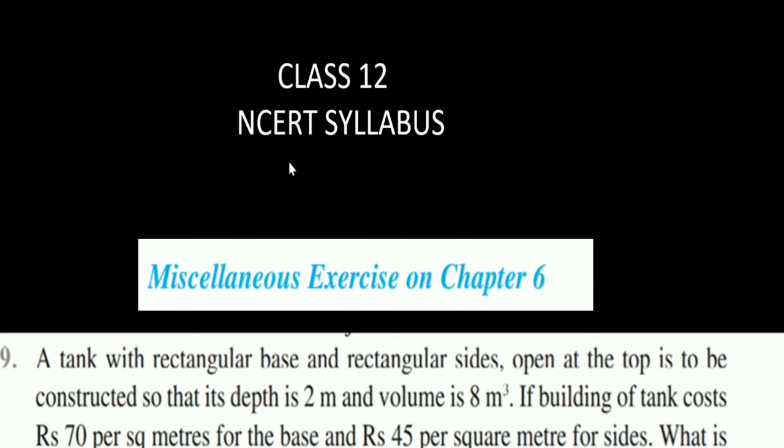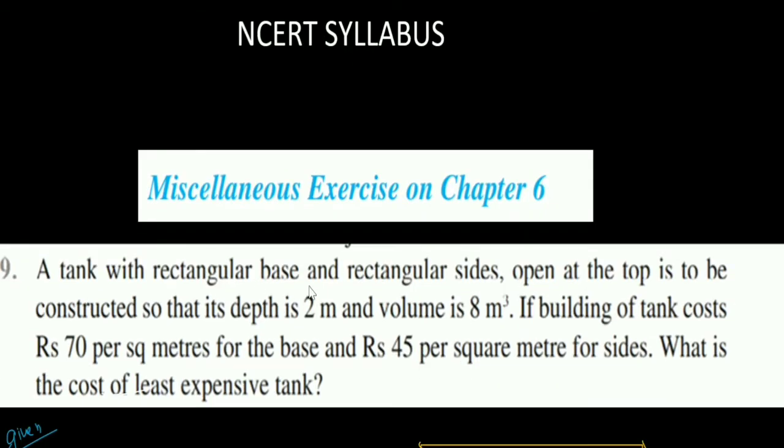Hello students, today we are going to see miscellaneous exercise on chapter 6, question number 9. A tank with a rectangular base and rectangular sides open at the top is to be constructed so that its depth is 2 meter and the volume is 8 meter cube. If building of tank cost 70 rupees per square meter for the base and 45 rupees per square meter for the sides, what is the cost of the least expensive tank?